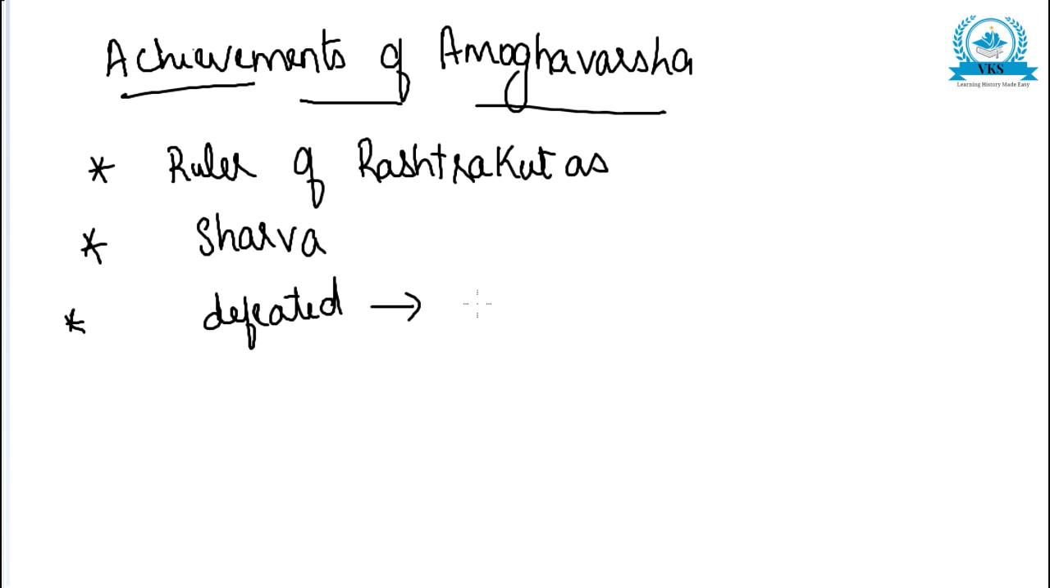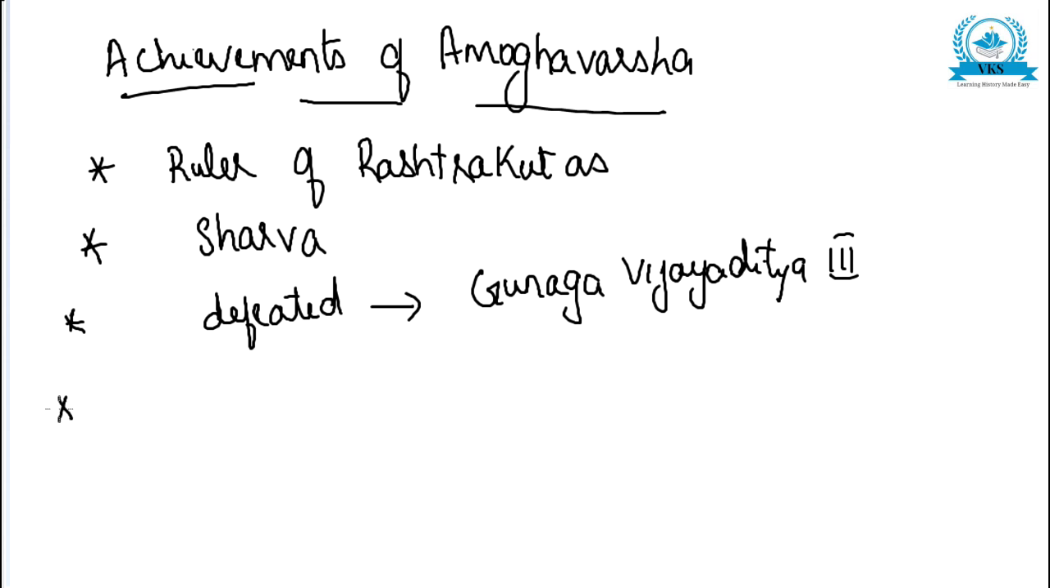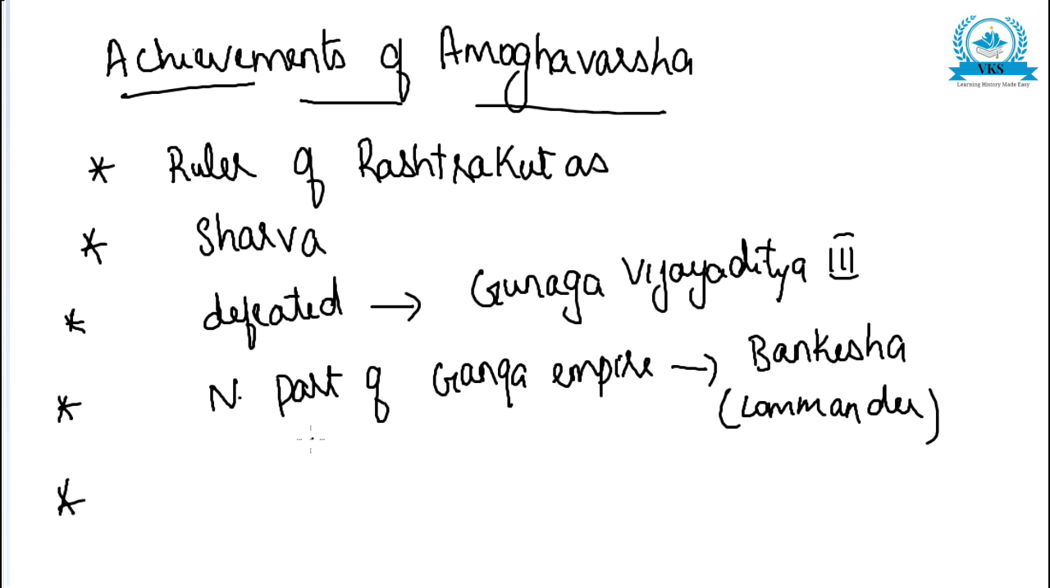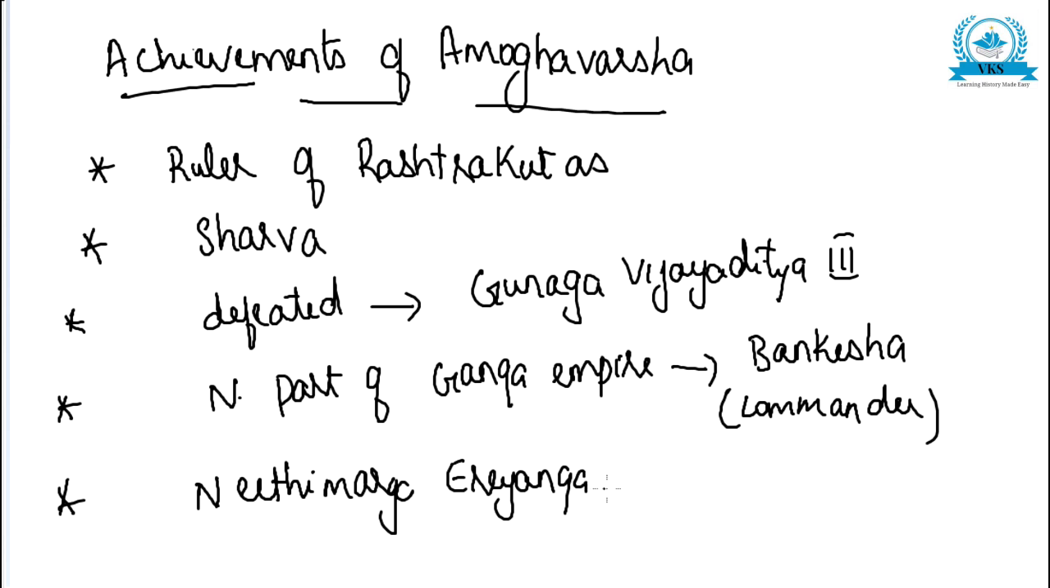So the first achievement is that he defeated the Chalukyan ruler, whose name is Gunaga Vijayaditya III. The northern part of the Ganga Empire was under the control of Bankesha, the commander of Amoghavarsha. That means it was under the control of Amoghavarsha, through Bankesha, his commander. So that also was an achievement, that he controlled the northern part of the Ganga Empire. But later what happened? Nitimarga Ereyanga defeated Amoghavarsha.